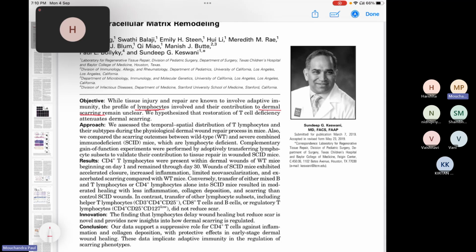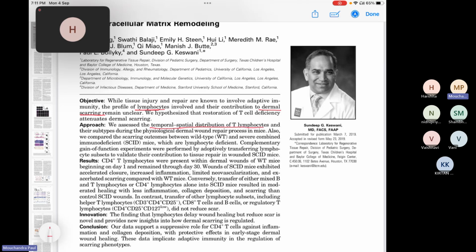In this paper, they are trying to understand how lymphocytes, especially the T lymphocytes, play a role in reducing the scarring process. The scarring process happens in the dermis layer, so that's why it's dermal scarring. They assessed the temporal and spatial distribution of T lymphocytes, meaning where the T lymphocytes are present over time during the normal wound healing process in mice. We first understand the distribution of the T lymphocytes and how it changes over time.